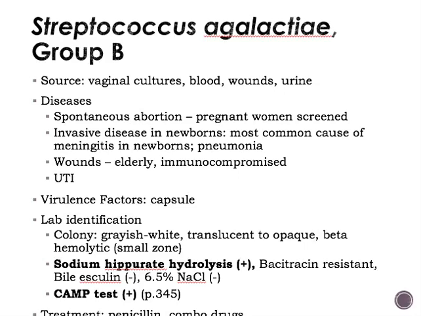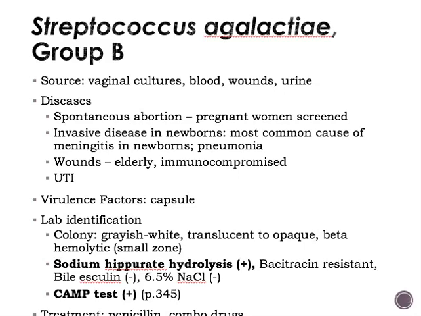So again, that's why we screen. Wounds: you'll see group B strep recovered in wounds more commonly in elderly patients with some type of underlying disease or immunodeficiency. And then it can be recovered from urine as a UTI. Virulence factors: it can also produce a capsule which prevents phagocytosis.